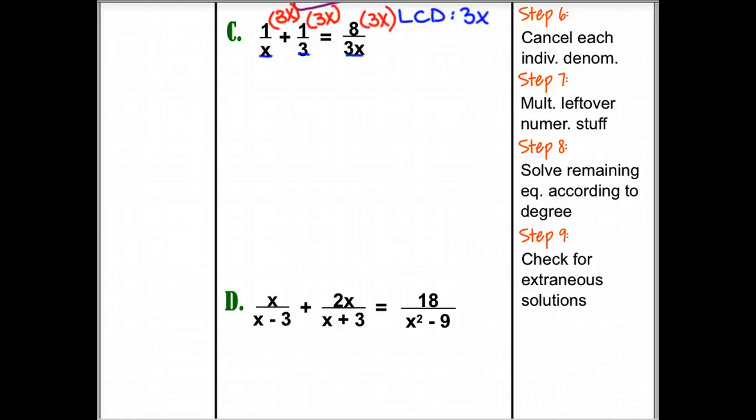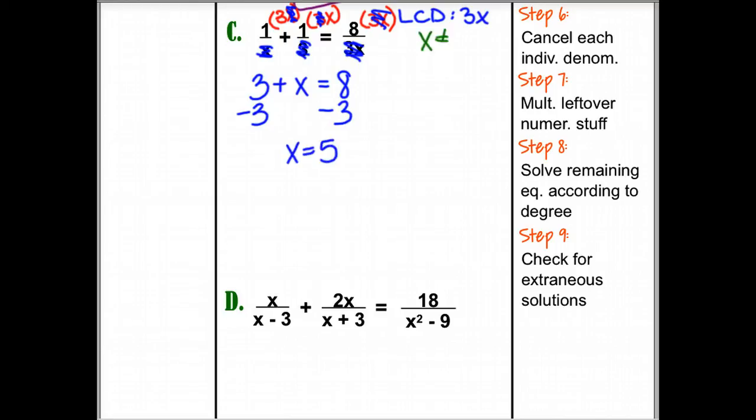Now that we've done this for a little bit, I'm going to say no. And so that cancels this 3x and this 3x. It cancels the 3's and it cancels the x's here. Which then what I have left over is 3 times 1, which is 3, plus 1 times x, which is x, which equals 8. Subtract 3 from both sides, and I get x equals 5. And in my original problem, my domain restriction was x could not equal 0. So we are in the clear.